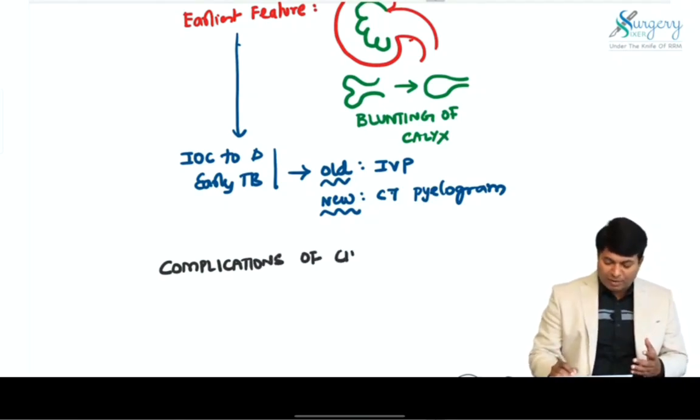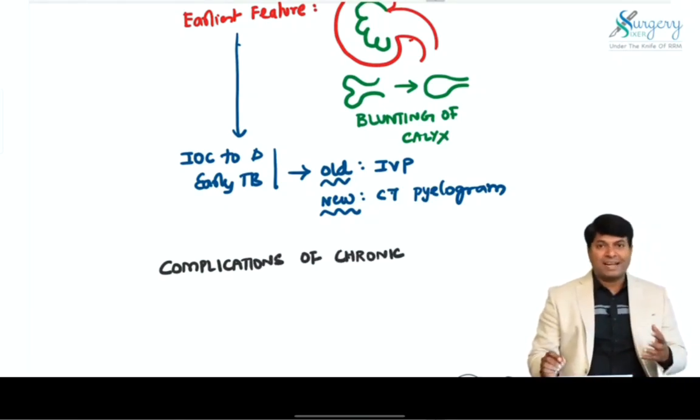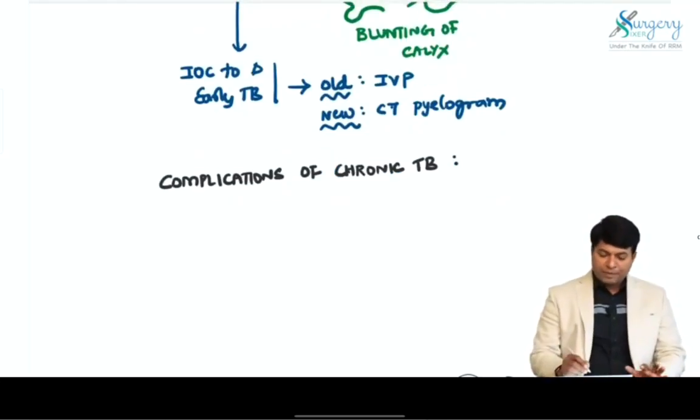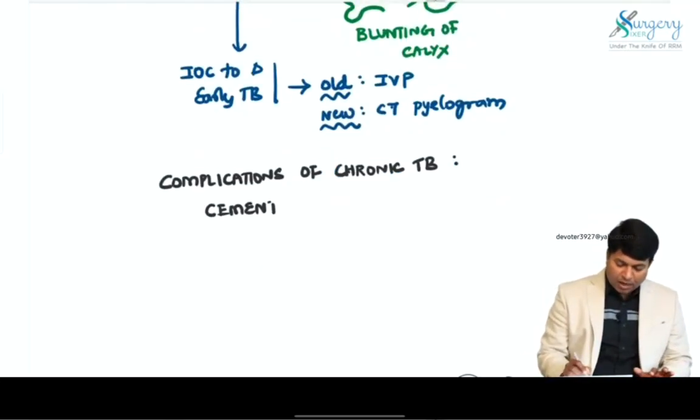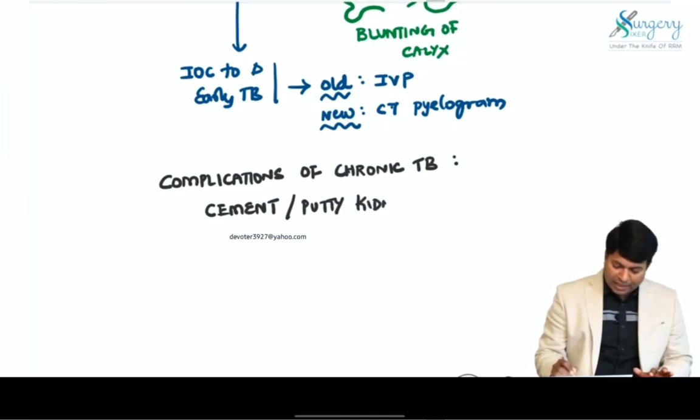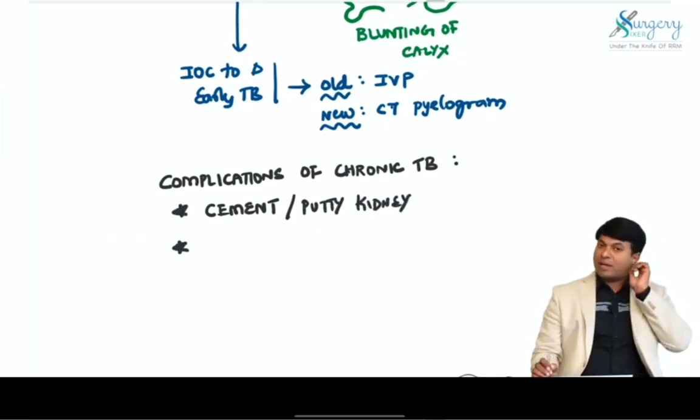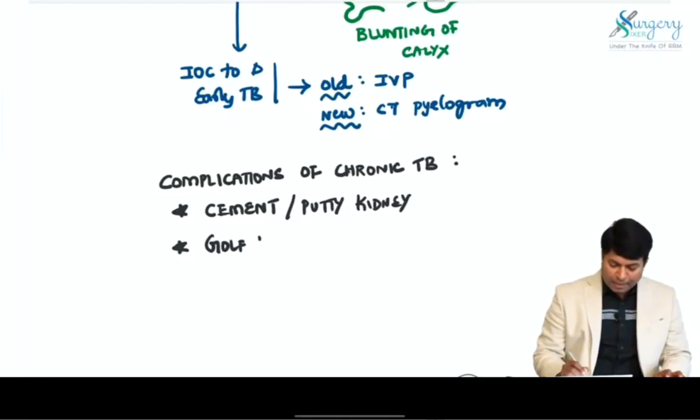If the patient is having acute TB, they will have fever or even some malaise, tiredness, all those things are seen. Chronic TB patients are very rare nowadays. If at all they come to you, it is with a presentation of cement or putty kidney. Number one, cement or putty kidney. Then what else is seen? Cement kidney or putty kidney or golf hole ureter.